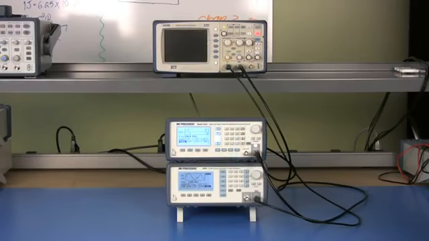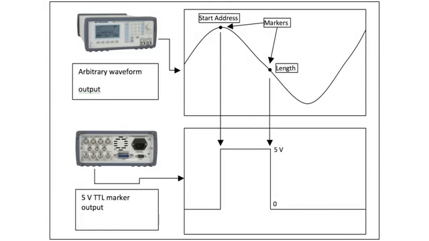The marker function allows users to select a portion of the arbitrary waveform at any point and create a separate 5-volt TTL signal output. The signal level is high only during the time at which those portions of points are output. Here's an illustration of what this would look like.